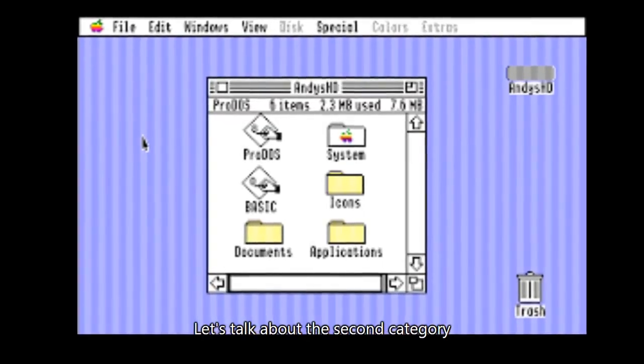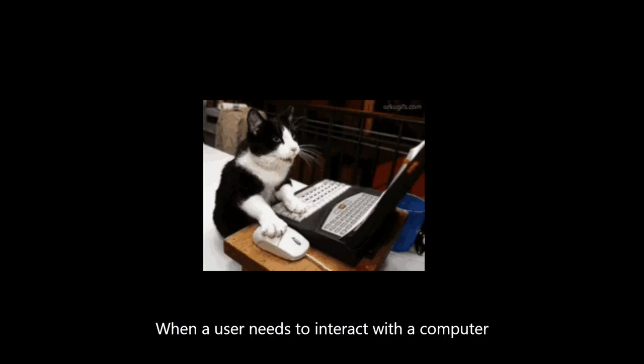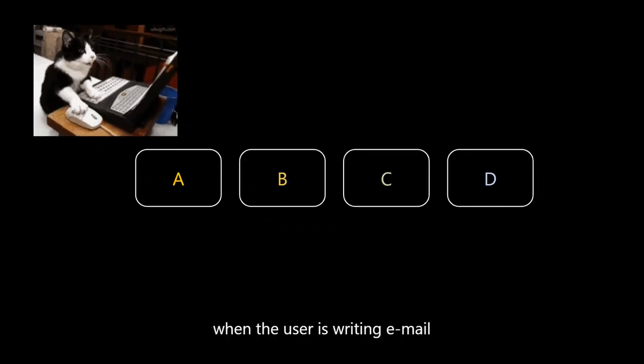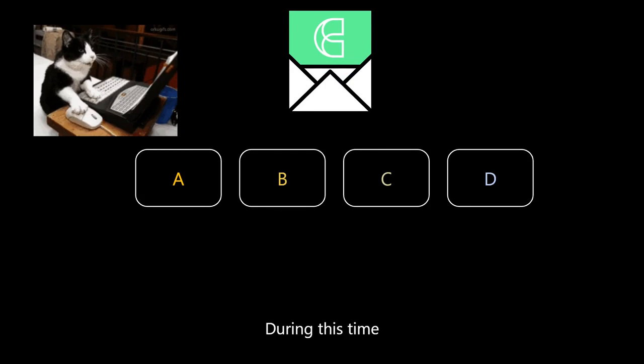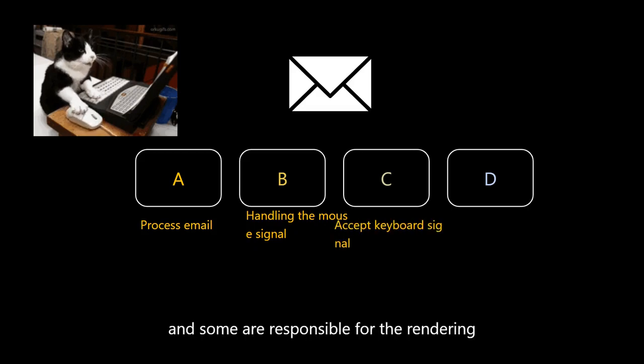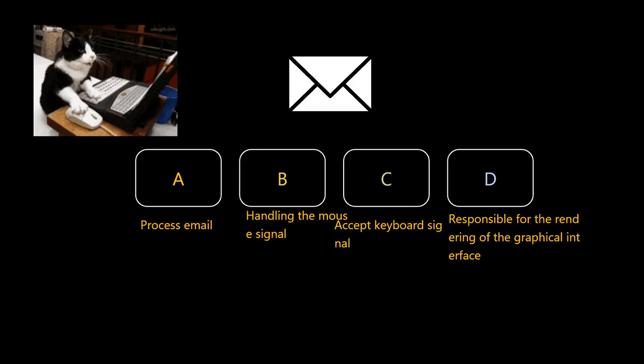Let's talk about the second category, interactive. When a user needs to interact with the computer, there are usually many processes. For example, when the user is writing an email, during this time, some handle email reception, some handle mouse signals, some receive keyboard signals, and some are responsible for the rendering of the graphical interface, and so on. Obviously, they need to be performed at the same time.